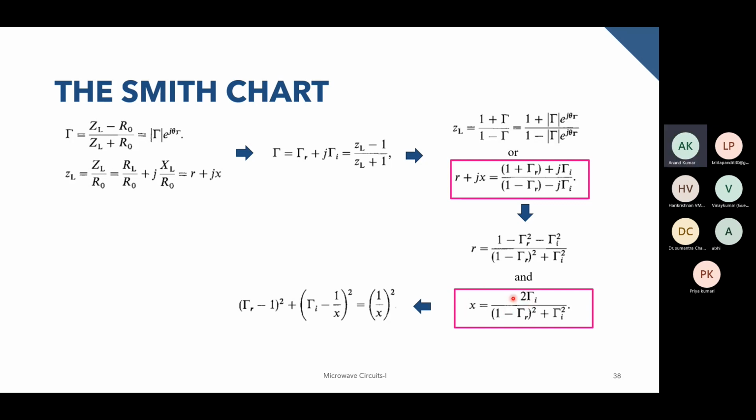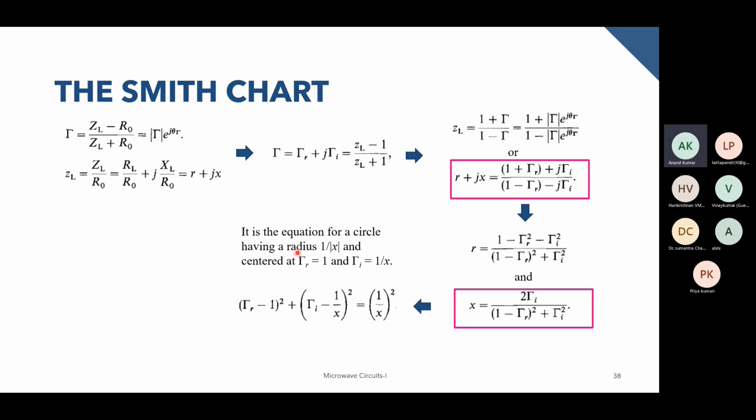Now using this expression, we try to find out the locus of X. We'll end up with this expression looking like this. Again, this is an equation depicting a circle where the radius is 1 by x, and the center lies at 1 comma 1 by x.